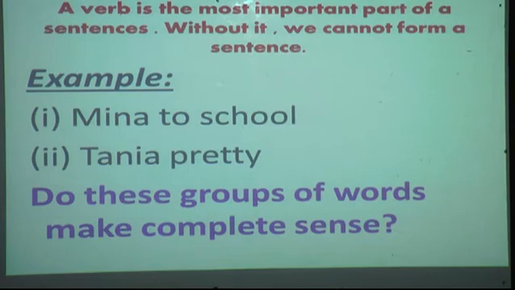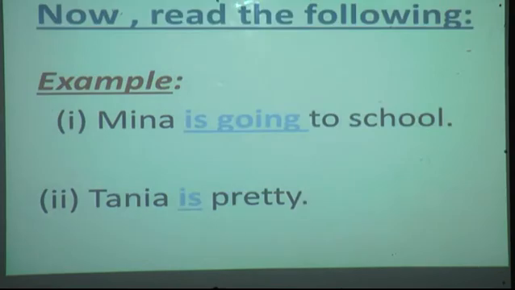So when we add proper verbs to the sentence, then it will become a complete sentence. Now read the following example: Meena is going to school, Tanya is pretty. Which verbs have I added over here? Is going and is pretty. So verb is very important in each sentence. Without it, a sentence does not make any sense.